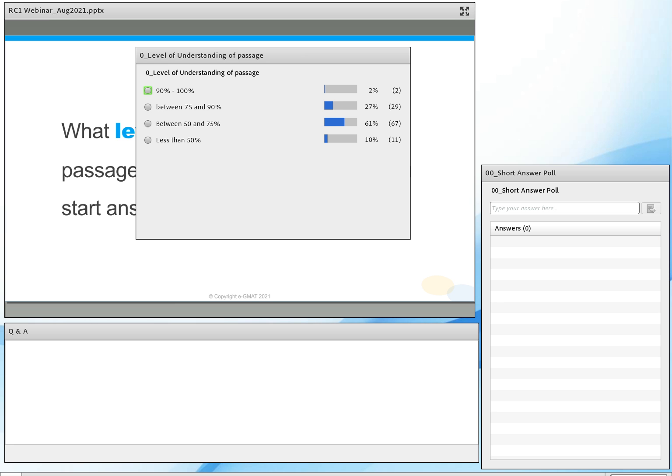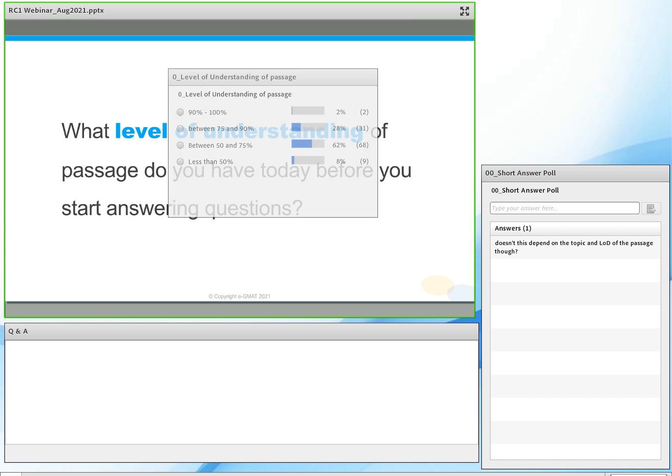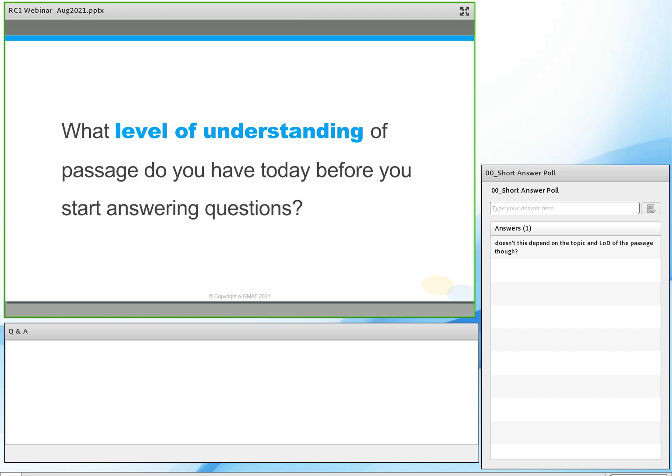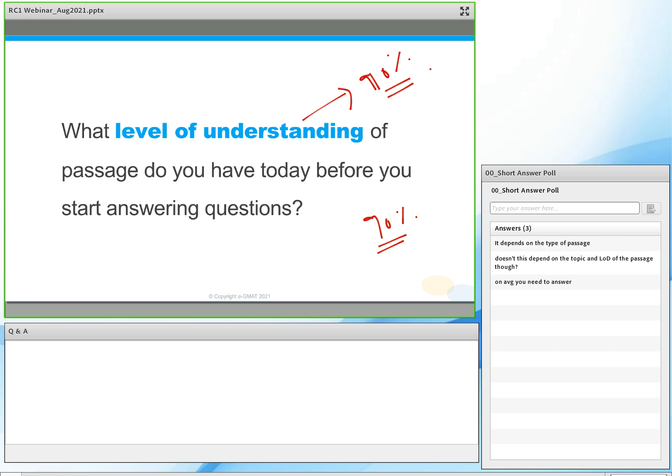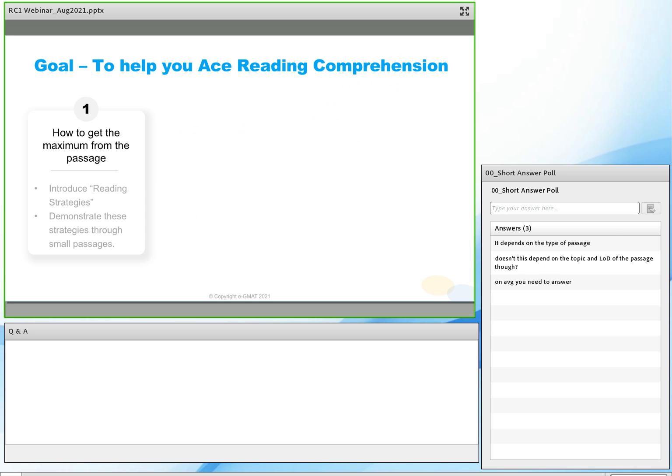Perfect. So around 60% of the batch is in the 50 to 75% range. Around 30% is in that 75 to 90 range, which tells us that all of us have a lot of work to do. So I told you that we want to get 730 plus. I told you that that requires an ability of 90th percentile. The level of understanding that we need for this percentile is also 90%. You need to be able to understand at least 90% of the passage well, properly, in order to be able to do this. All right. So now let's get to specifically what we're going to do in this session. Now we're going to discuss the theory of the session before we get into the practicals. Okay.